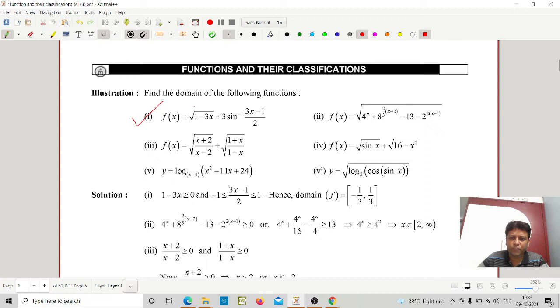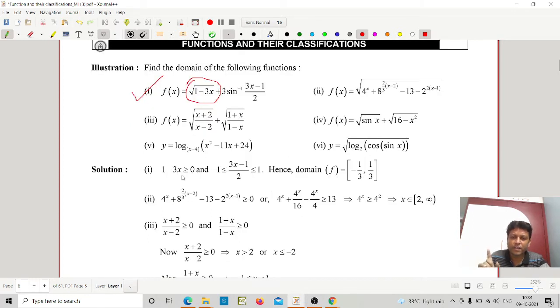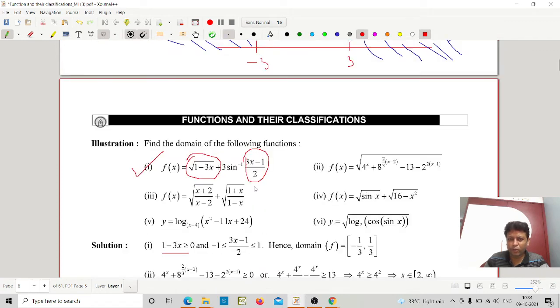So for the first part, according to the previous knowledge, we can write 1 minus 3x should be greater than or equal to 0. This is the first point. Clear? Number 2, you don't know about the inverse function, sine inverse. You haven't learned that because that is in class 12. But sine inverse, you know what is the range of sine? Minus 1 to 1. Correct?